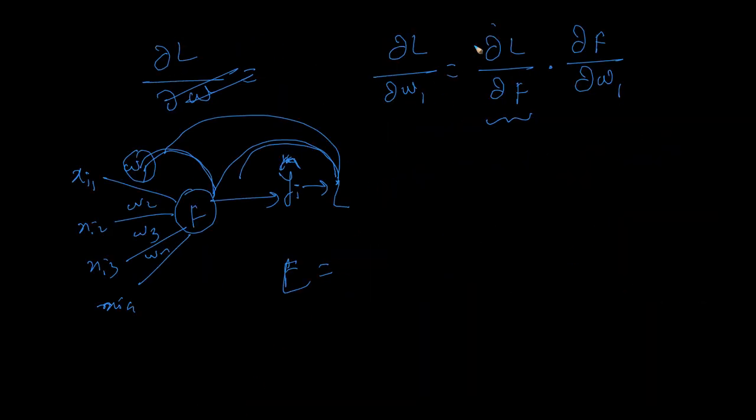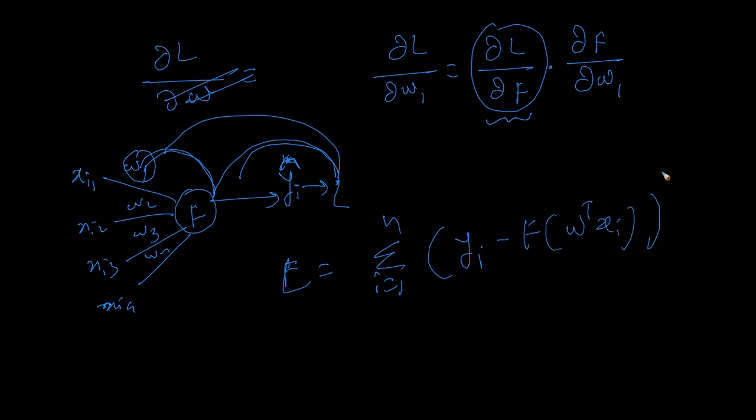So we want to compute this dou L by dou F. So L is equal to summation over i is equal to 1 to n of (yi minus f of W transpose xi) whole square. So that is the loss function. We want to differentiate this loss function with respect to this f, right?